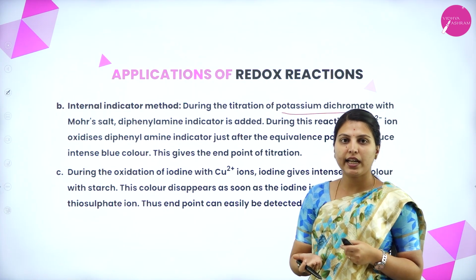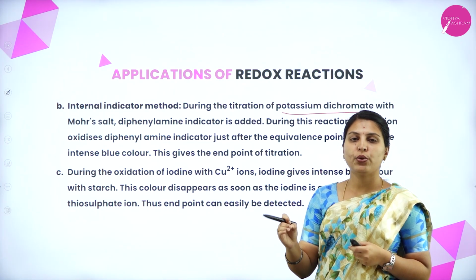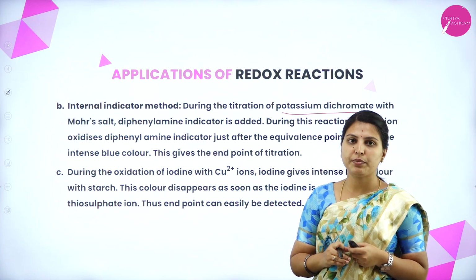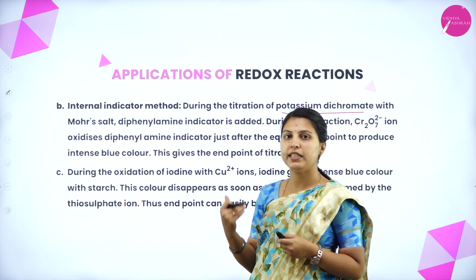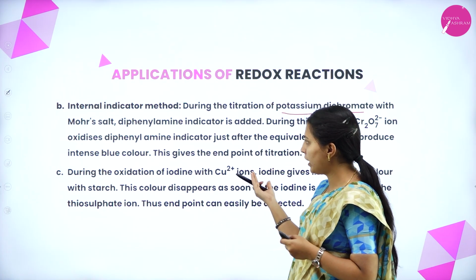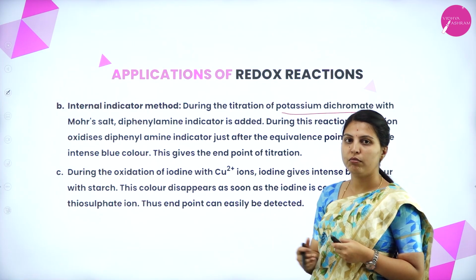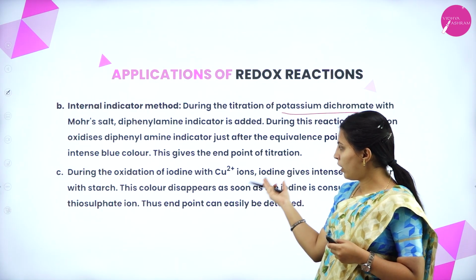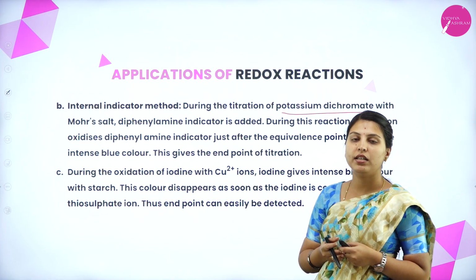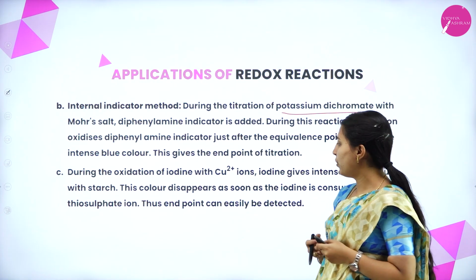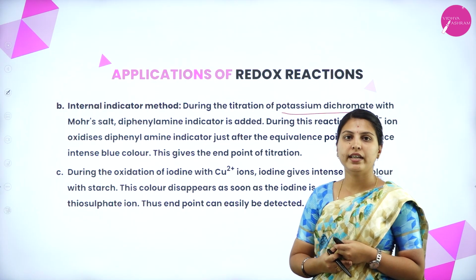Usually, why do we use indicators? To give the end point, and that end point shows the complete neutralization has taken place. Sometimes a self-indicator, sometimes the internal method. For the internal method, diphenylamine will be used when the titration is going on potassium dichromate versus Mohr's salt. Sometimes for iodine with copper, starch will be used to give an intense blue color to understand the end point and to understand the oxidation reaction.